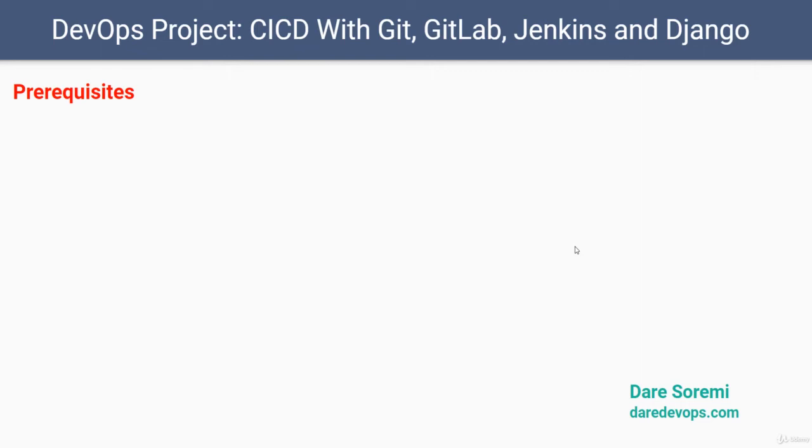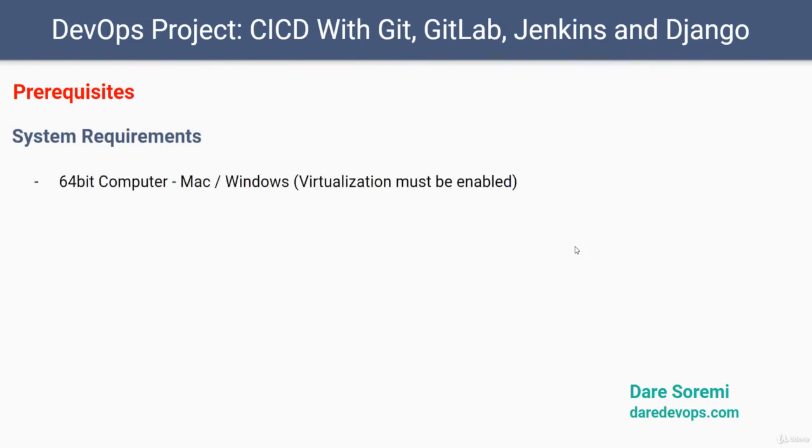To make it successfully through this course, there are necessary tools and skill sets that need to be in place. First, let's talk about system requirements. You need a 64-bit computer, either Mac or Windows, and it must have virtualization enabled.